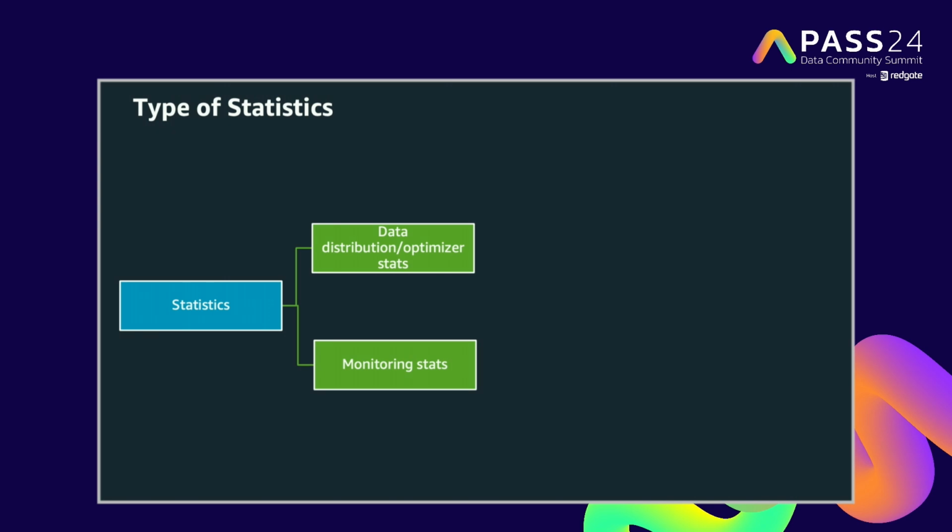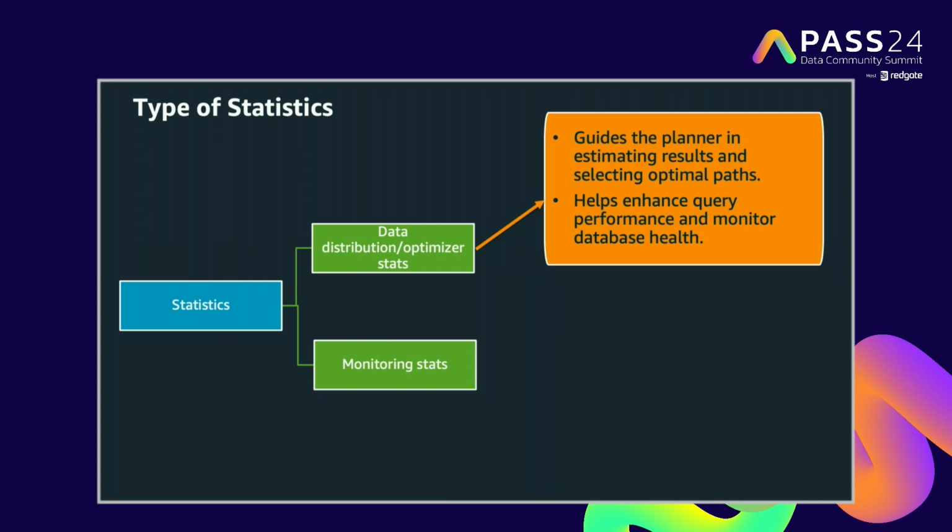We're going to divide that into two categories. One is data distribution or optimizer stats, and the other is monitoring stats. The optimizer stats is the one we are going to dive deep into in the later part of the session, which helps you optimize your queries and understand how the optimizer comes up with various execution plans and arrives at an optimal plan.